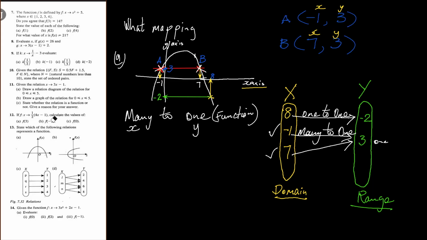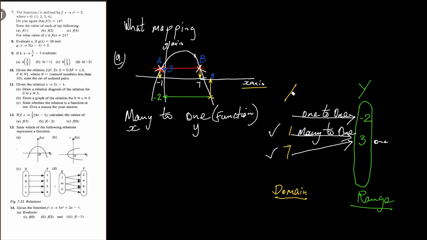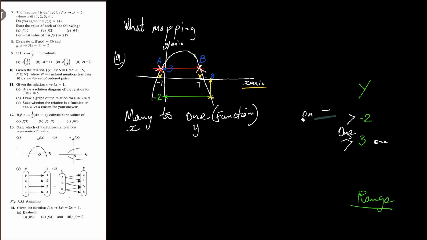So let me ask this question. Any curve turned up or down is a many to one. Any curve turned up or down is a function. It's called a many to one, any curve. Now, let's look at the next one.